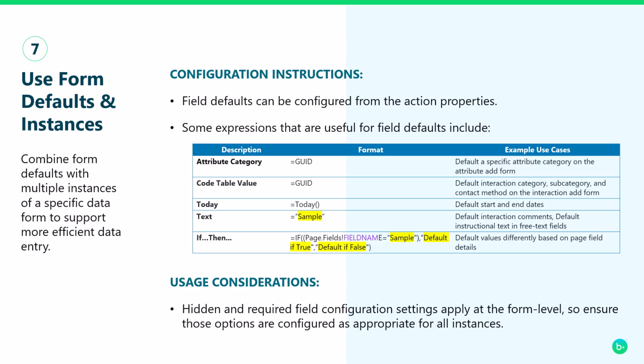Field defaults are configured from the action properties, and on screen we've got some more useful expressions for when you might be working with defaults around if-then or calling out a particular code table value. When you open it up, you'll see all of the possible data elements that you can leverage as part of that expression builder.